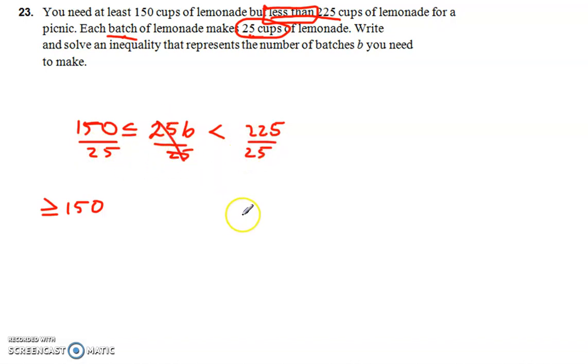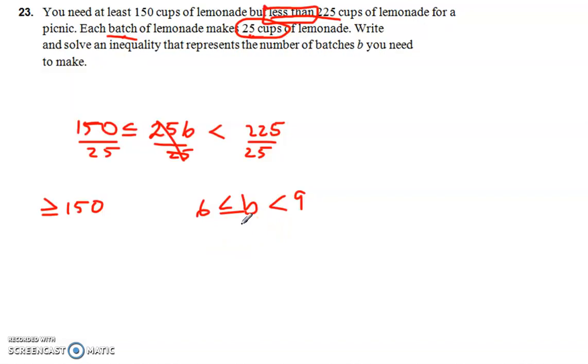And then this cancels out, and we have B in the middle. 150 divided by 25 is 6. 225 divided by 25 is 9. So you should make more than or equal to 6 and less than 9 batches.